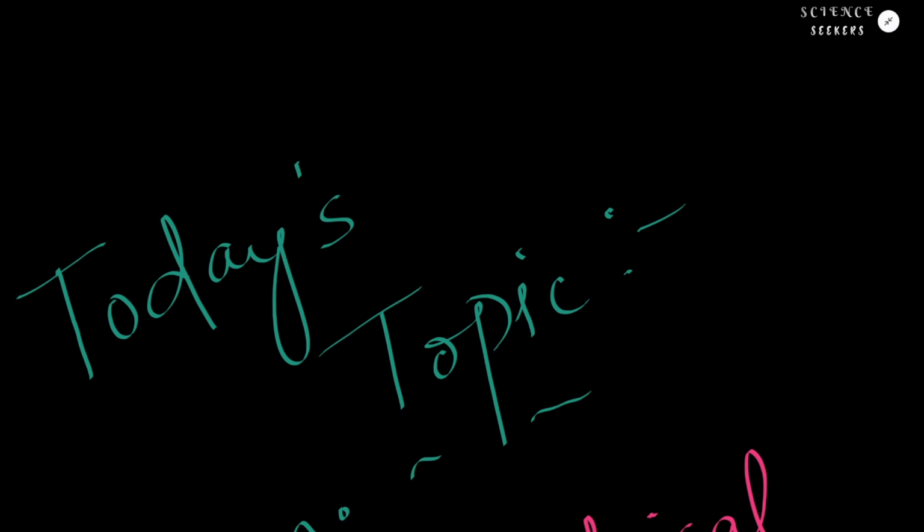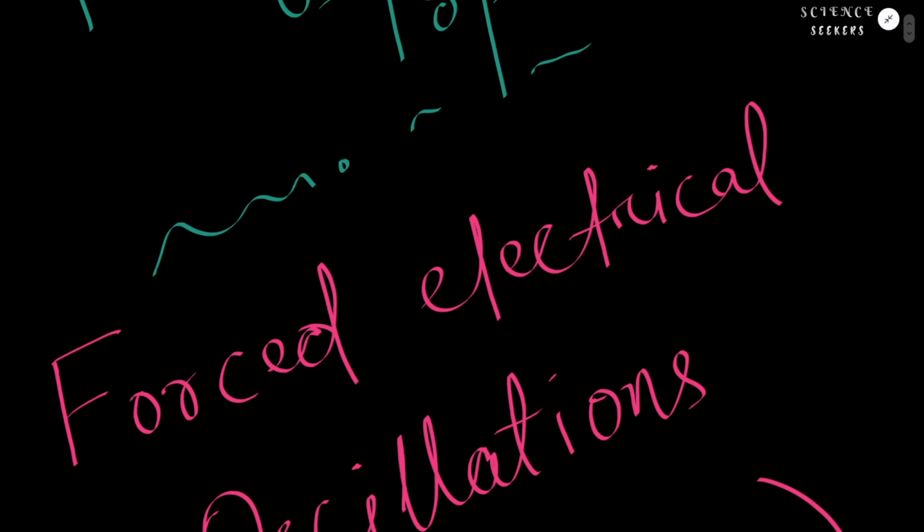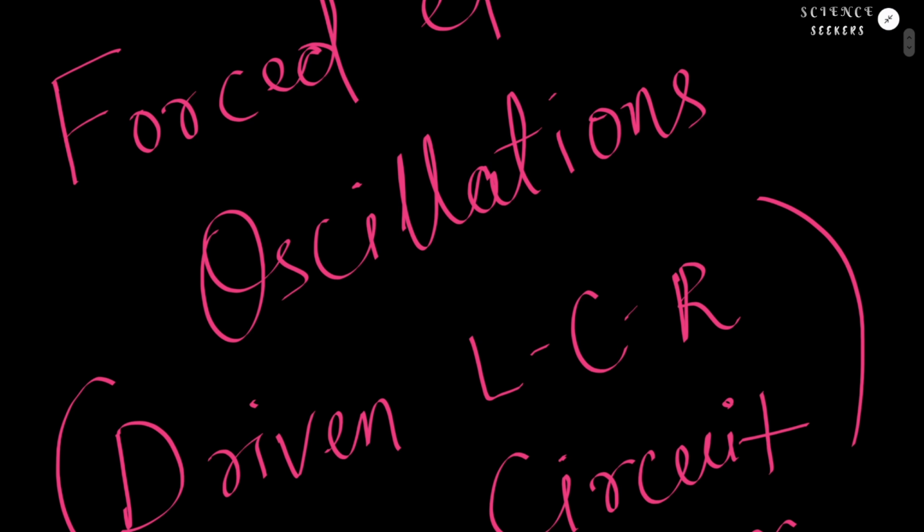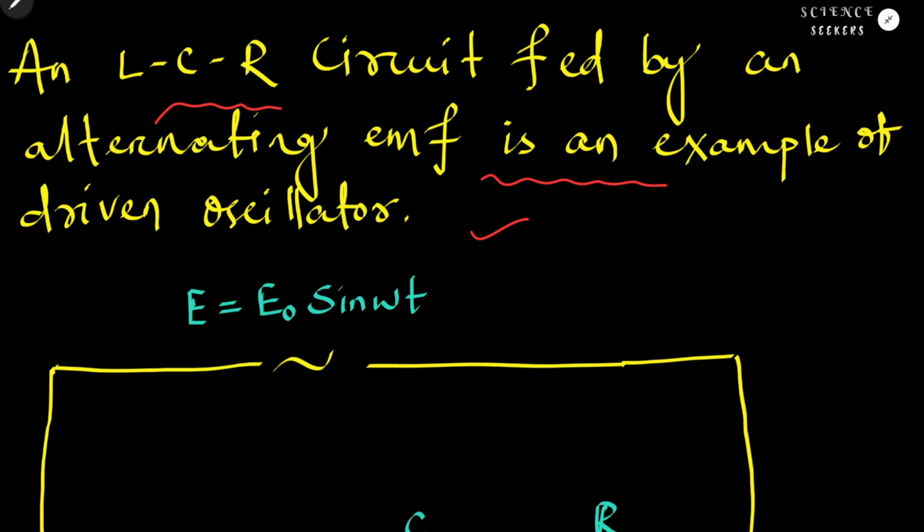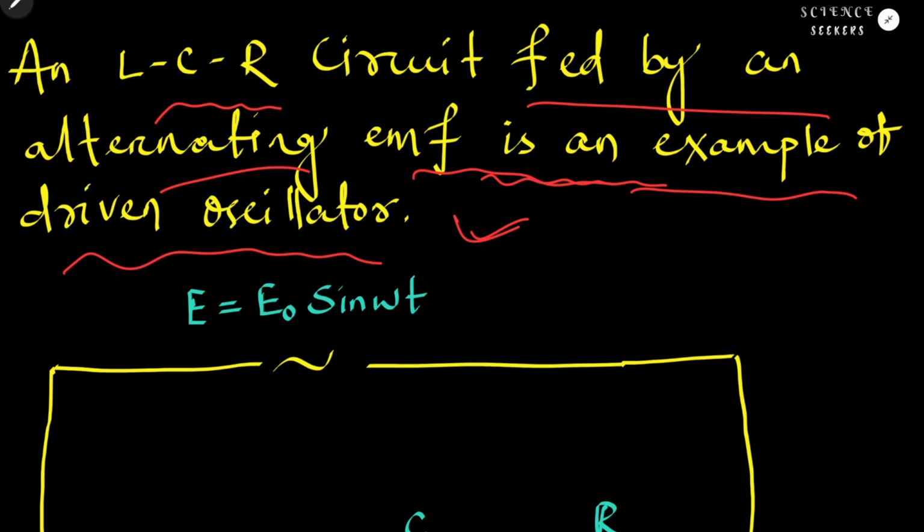Today we are going to discuss another interesting topic, that is forced electrical oscillator or driven LCR circuit. An LCR circuit fed by an alternating EMF is an example of a driven oscillator.